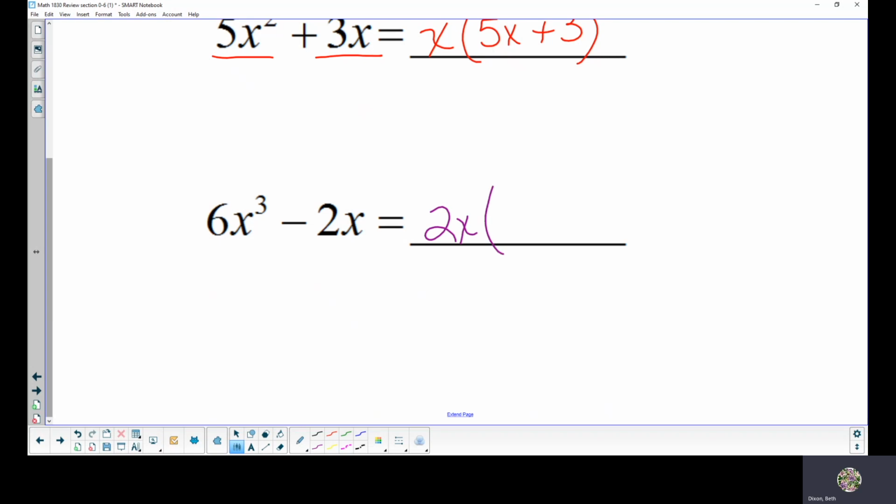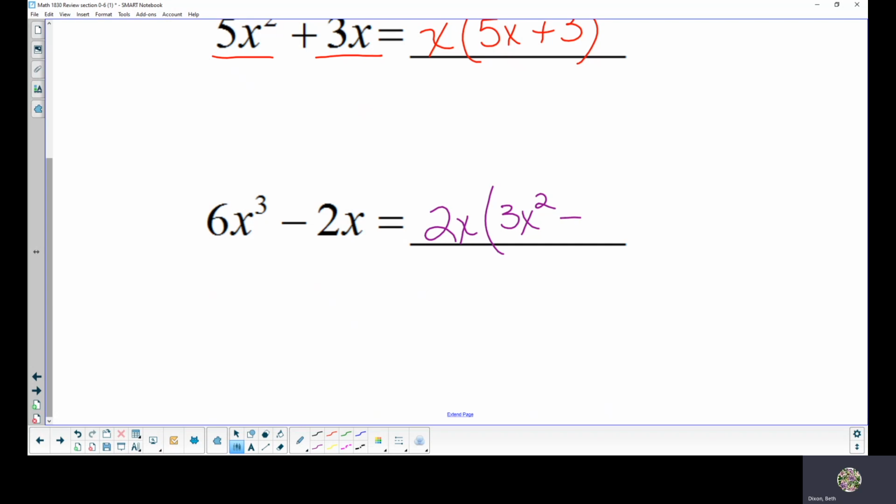2x divides into x to the third and leaves me 3x squared. If I take the 2x and divide it into the 6x to the third, the 2 goes into the 6 and leaves me 3. And the x to the third, taking out 1x, leaves me x squared, because we would subtract the exponents when we divide. We keep the subtract sign.